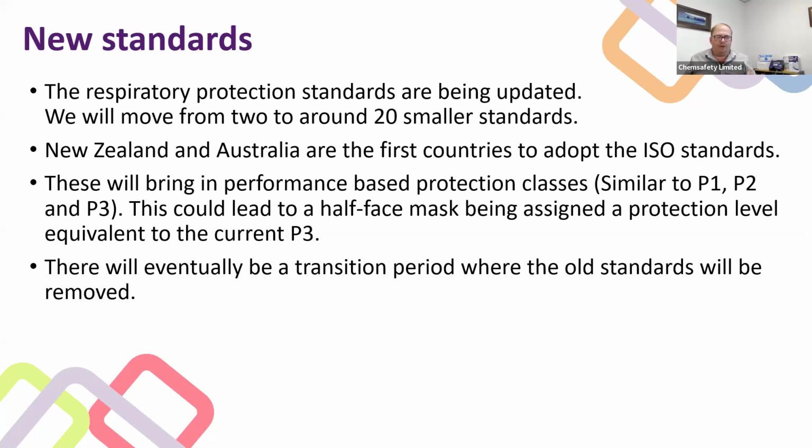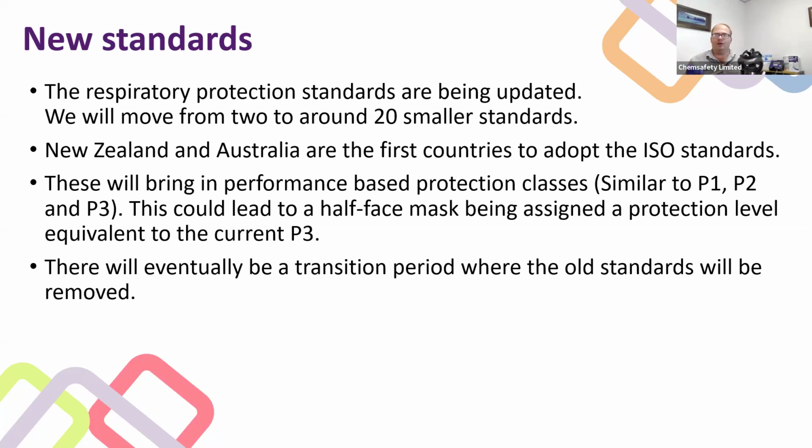One of the big differences between the old standard and the new standard is that it's going to be performance-based. In our current standard, the level of protection you get is defined by the type of respirator and the type of filter. So a half-face reusable respirator will only give a maximum of P2 level protection, and a full-face one, providing it has P3 filters, will give you P3 level protection. If it has P2 filters, it goes down to P2, etc.